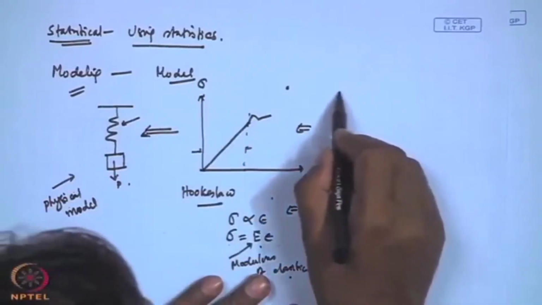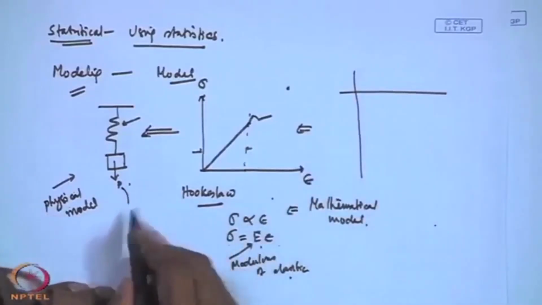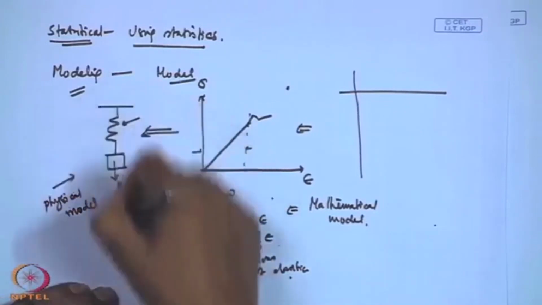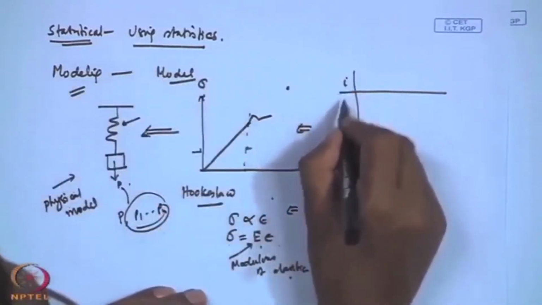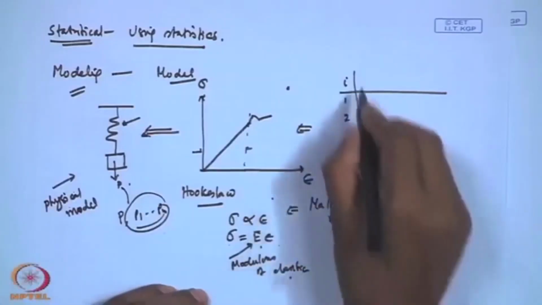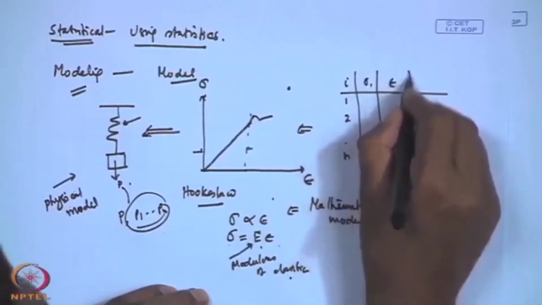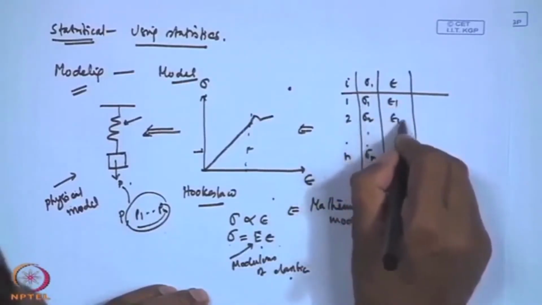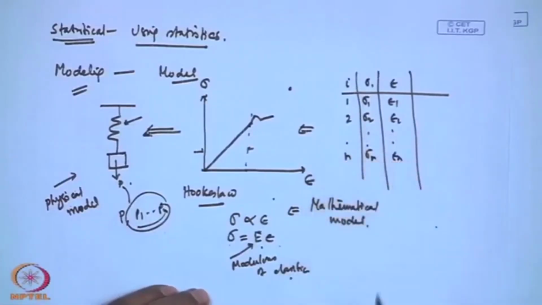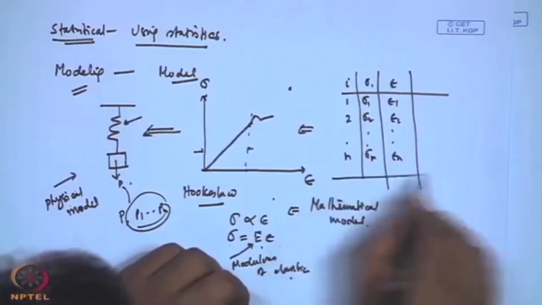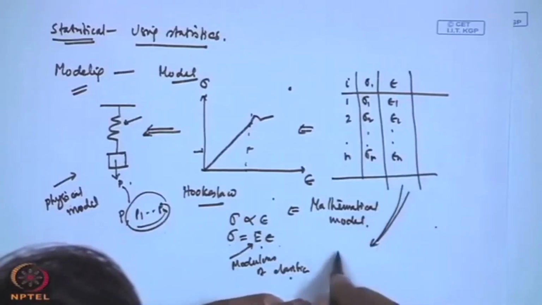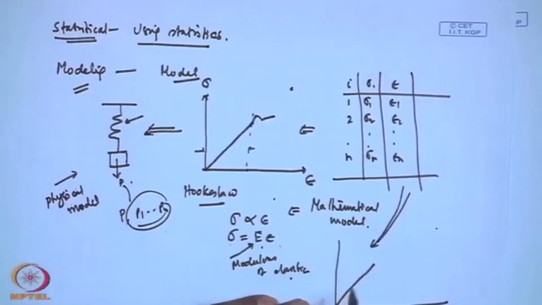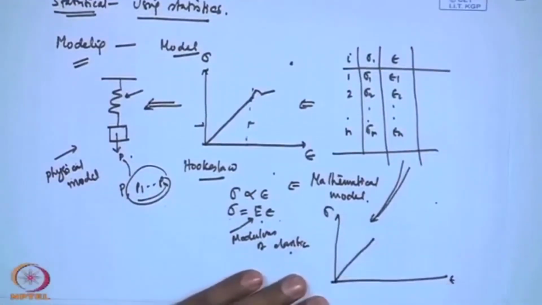In that case, you can do an experiment varying P from P1 to Pn. That means you will create n different combinations, then you will be getting 1 to n observations, and you will be getting sigma and epsilon values: sigma 1, sigma 2, up to sigma n, with epsilon 1, epsilon 2, up to epsilon n. Okay. So now if you plot this, what will happen? You may get a plot like this. Here it is sigma and epsilon.